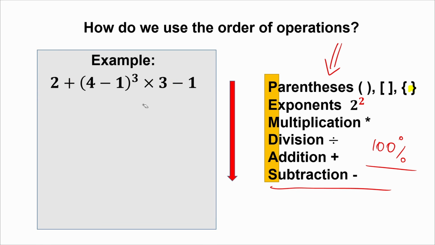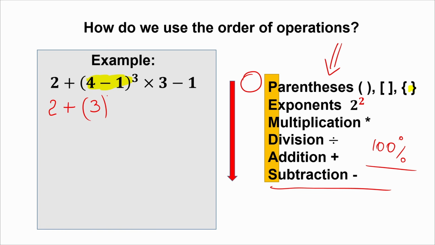Okay, we need to scan. What do we have right here? First of all, we need to scan it in terms of parentheses, grouping symbols. Where do we have parentheses? We have parentheses right here, 4 minus 1. This is our expression in parentheses, so we need to do parentheses first. So 4 minus 1 equals 3.